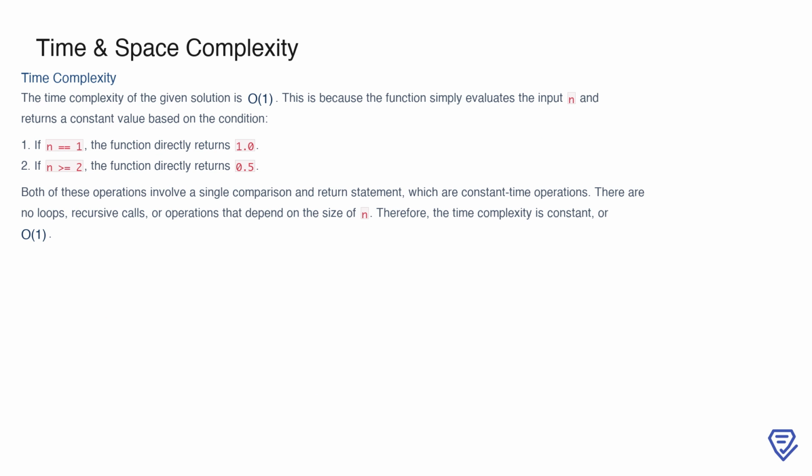The time complexity of this solution is O(1), which means the execution time does not depend on the input size, n. The function simply evaluates the input and makes a decision based on its value. If n equals 1, it immediately returns 1.0, and if n is 2 or greater, it returns 0.5. Both of these involve a single comparison and a return statement, which are constant time operations. There are no loops, recursive calls, or any operations that scale with the size of n. This makes the time complexity constant, or O(1).